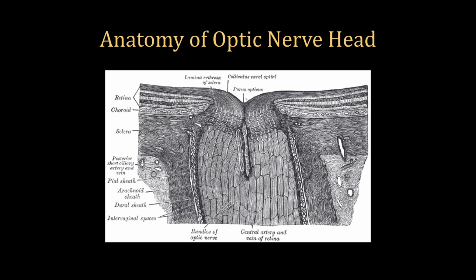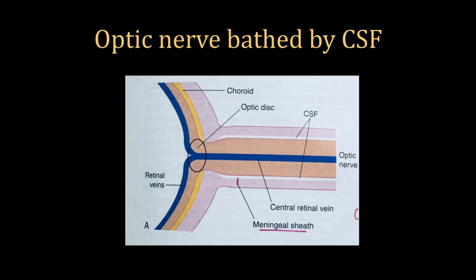And again, you have to see what lies beyond it. The retrolaminar part of the optic nerve is surrounded by the pia, arachnoid and dura, the meningeal sheath. And in the subarachnoid space, you can see the CSF flowing through it. So CSF bathes the optic nerve. As you can find in this picture, here you can see the CSF which flows in the meningeal sheath, to be exact in the subarachnoid space, thereby it covers the optic nerve.